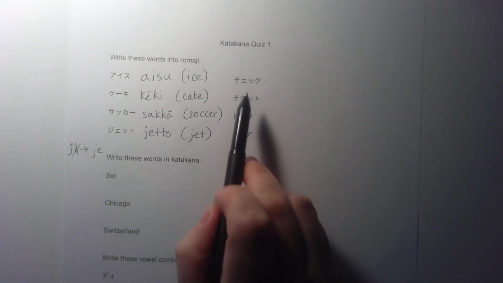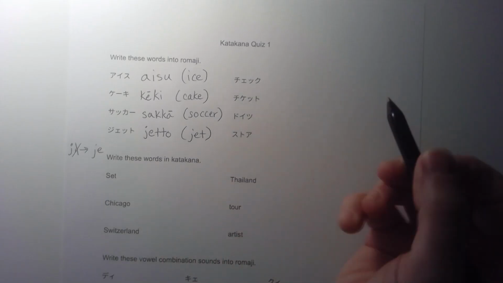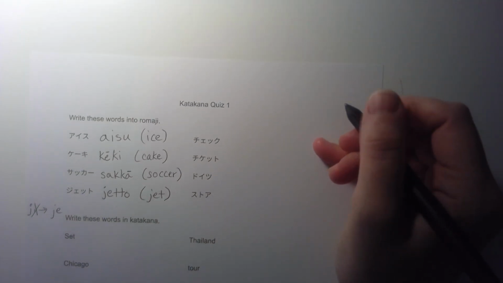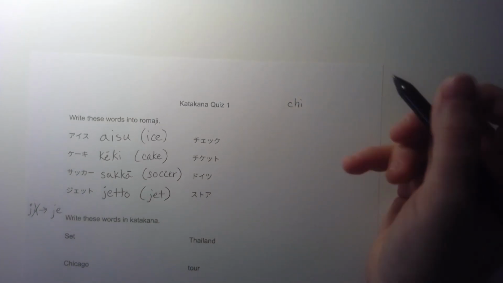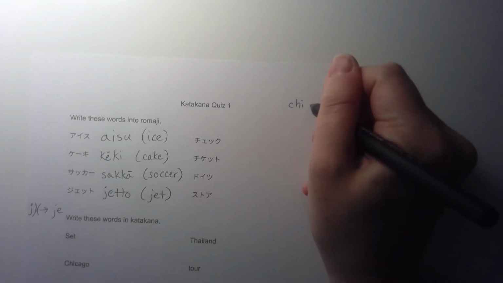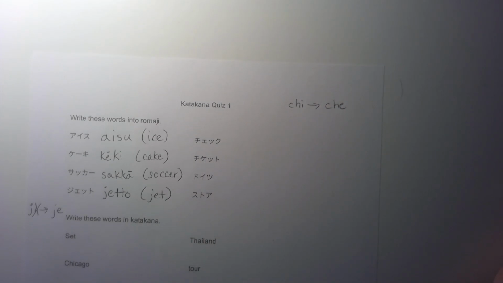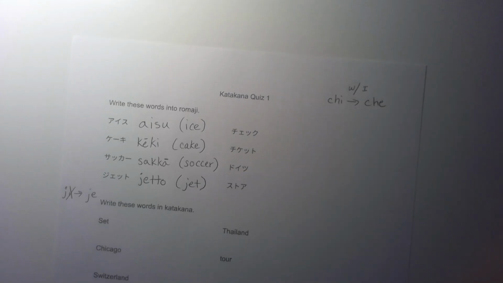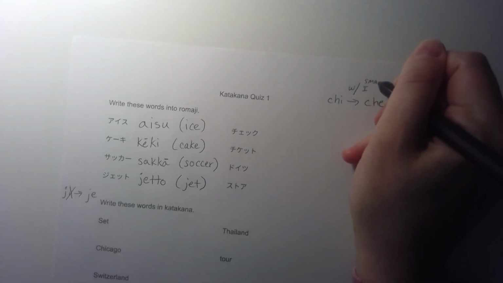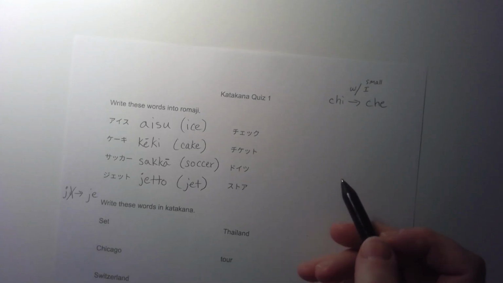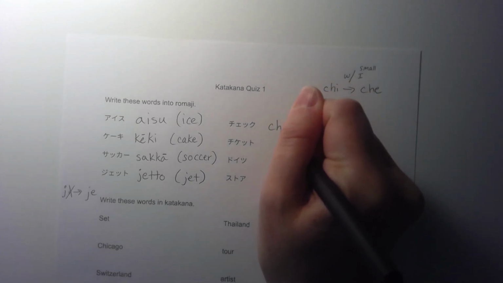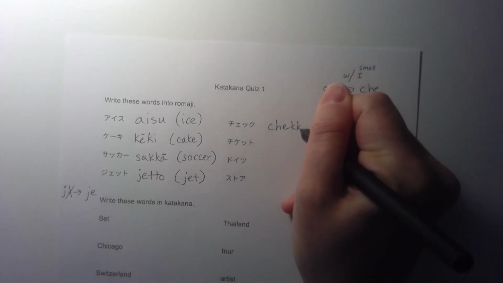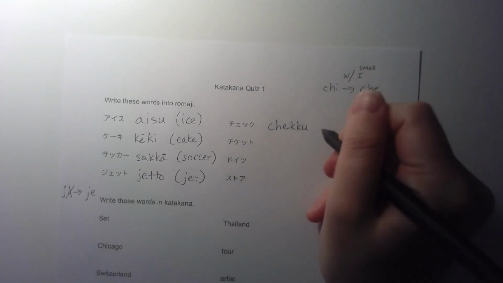Okay, next we have chekku. So we have a chi, but with the small e symbol, it's going to become che. So chi with small e becomes che. So che, small tsu, we're going to make two K's here, chek, and then ku. Let's check.